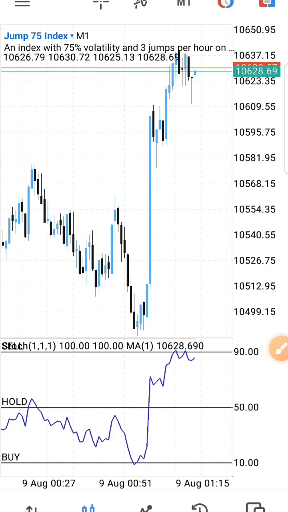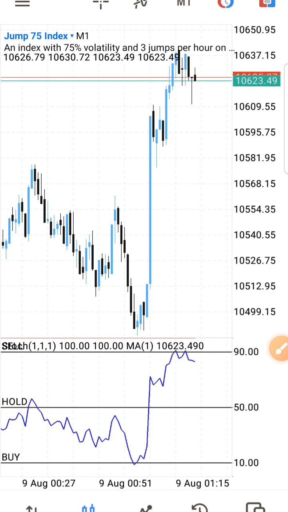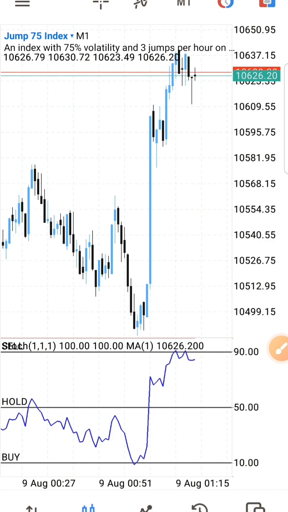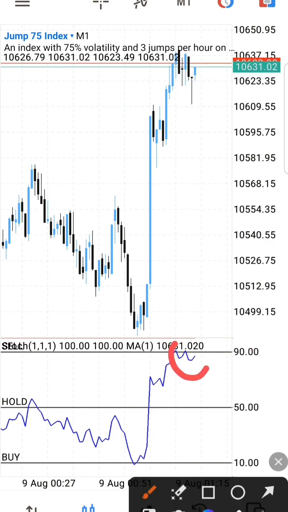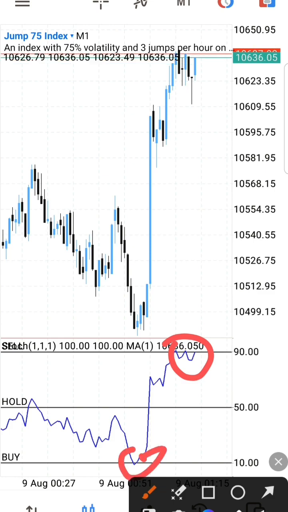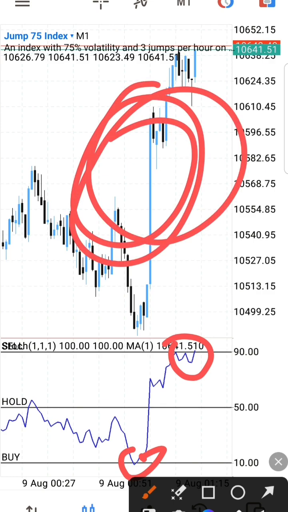So here is how the strategy moves. Step number 1, open the chart in minute 1. Step number 2, wait for the moving average to hit either the 90 degrees or the 10 degrees. When the market hits the 90 degrees, what you have to do is come to your main chart. Come to your main chart. Are you getting the point?